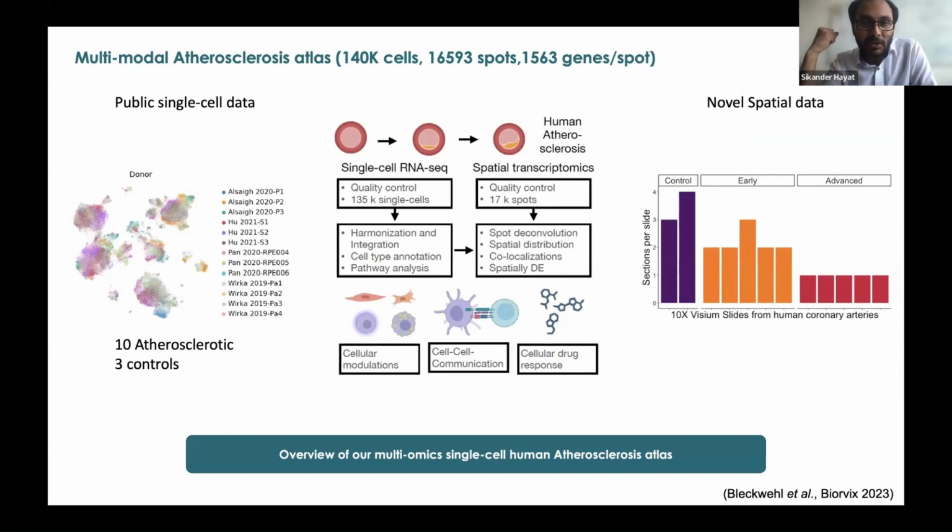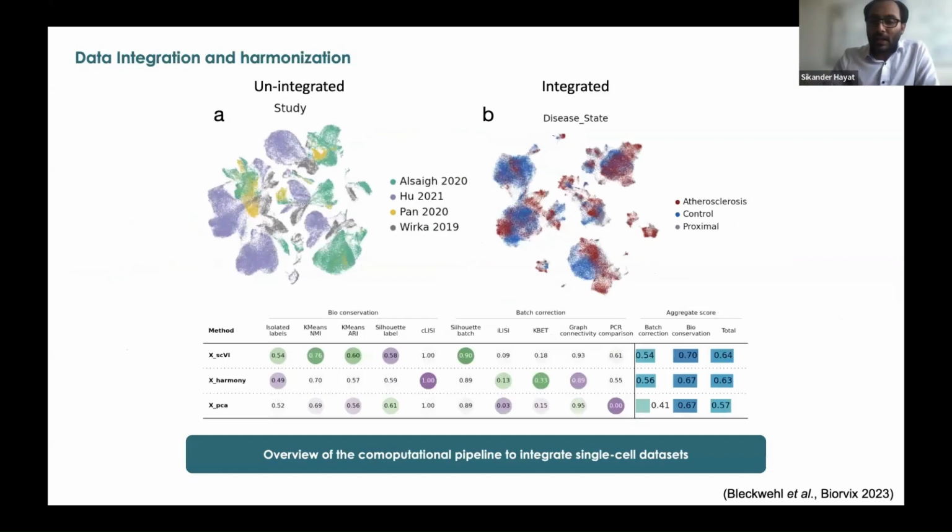And I will try to show you some new results of validation of those hypotheses, which are more about cellular modulation, cell-cell communication, and a bit about a drug response. Okay, so again, this is a kind of technical slide. I don't want to explain a lot of these things, but I just want to give you an idea about how the integration can be useful and how you have to be careful with it.